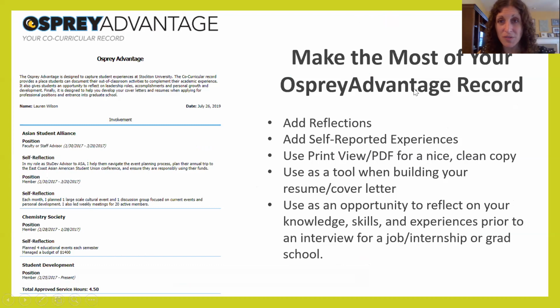So like I said, make the most of your Osprey Advantage record, add your reflection so that this way that would pop up for you as kind of your cheat sheet of just everything that you've done. Add your self-reported experiences. You can use the print view or the PDF view for the nice clean copy. So let's say that one of your professors is going to give you extra credit if you attend so many events, or if you are involved with a certain type of experience, you can go ahead and use the print view or PDF and just save that and send it over to your professor as proof that you did something or attended something.